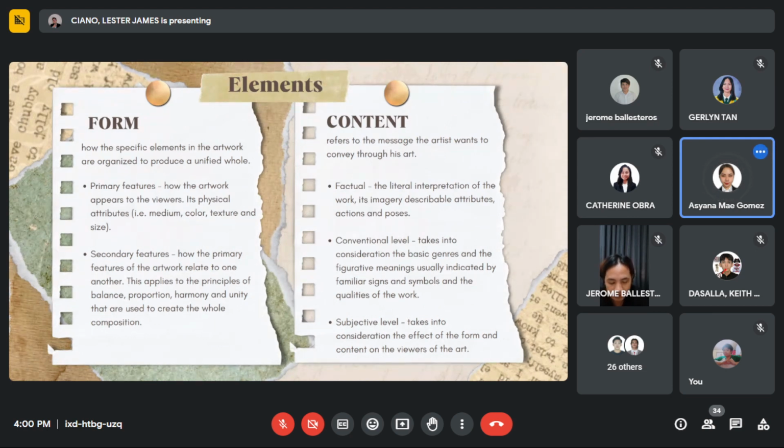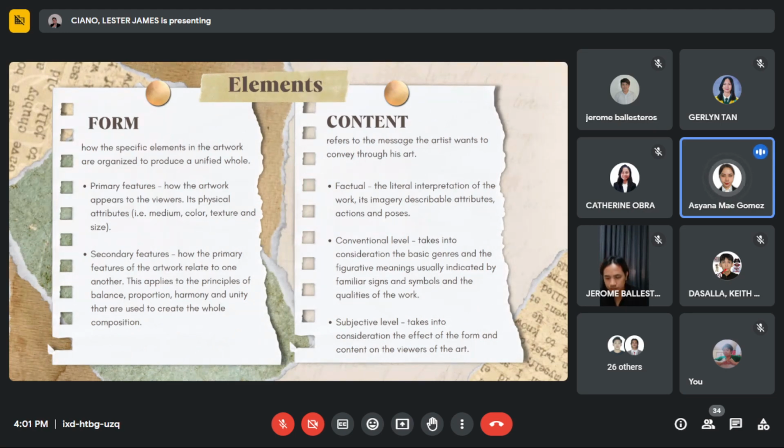For example, the texture. The tactile quality of texture in an artwork may trigger subjective responses. Some viewers may experience some sense of familiarity or nostalgia when encountering a certain texture, while others may find it unpleasant or unnerving. So, in summary of this subjective level of content in elements of art, it acknowledges that each viewer brings their own perspective, emotion, and interpretation to the artwork.